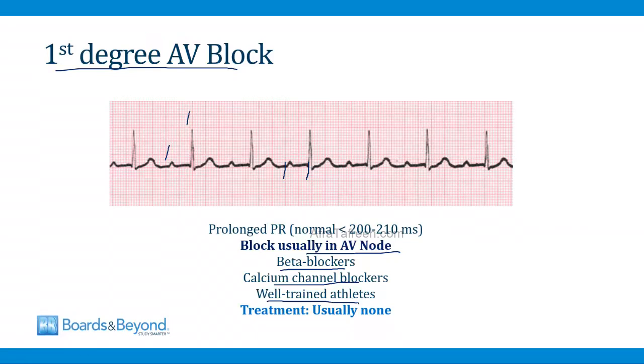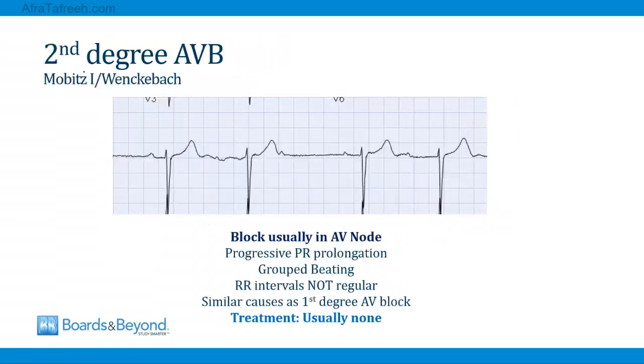And the treatment for first degree AV block is usually nothing. That's because all the P waves are leading to electrical conduction to the ventricles and generating a QRS, so there are usually no symptoms and no treatment required. As I mentioned earlier, there are two forms of second degree AV block. Let's talk about the first one, which is Mobitz type 1, also known as Wenckebach.